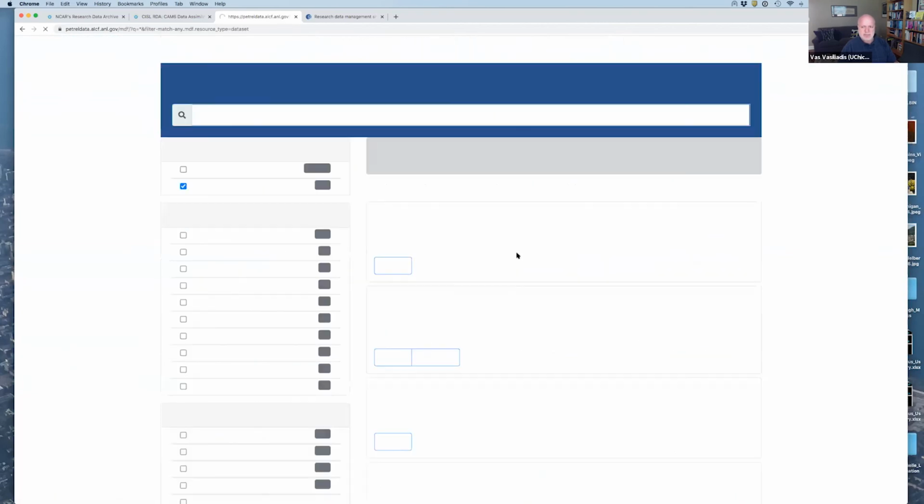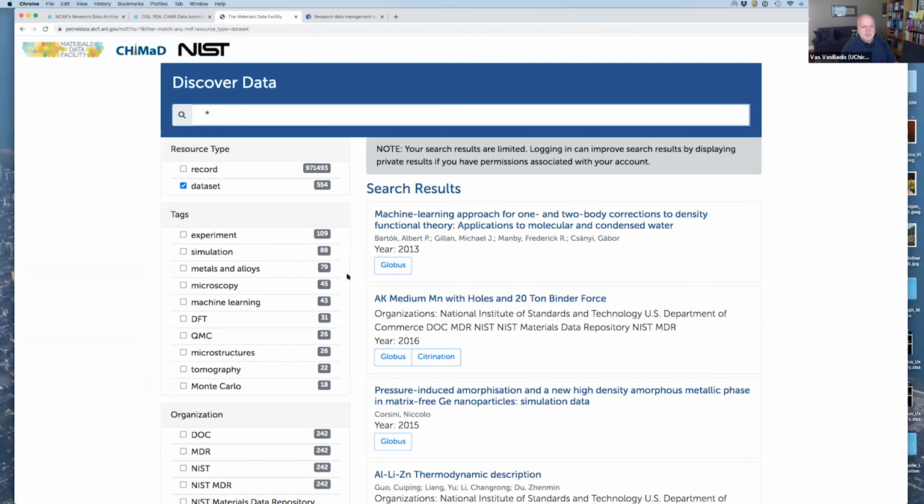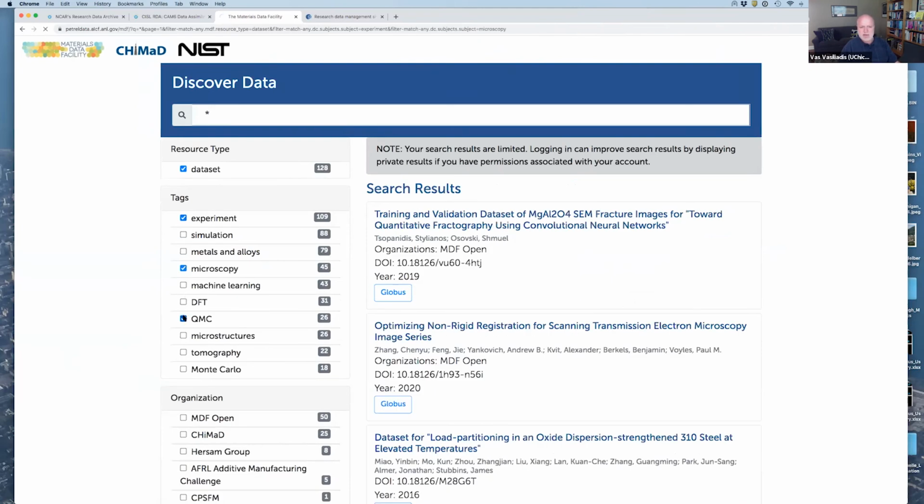Another example is the Materials Data Facility. They actually happen to use our search service to do faceted search. So again, here I can narrow down the set of data that I'm looking for, and then click the Globus button and just get it.